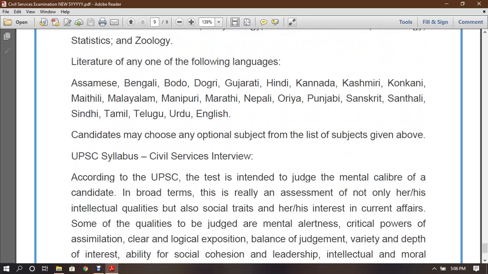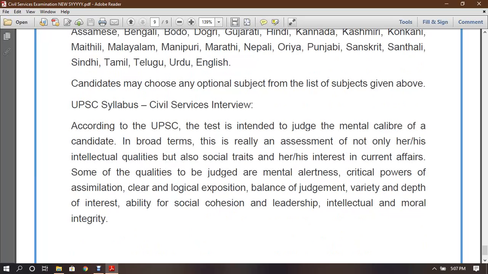The last one is the UPSC syllabus on the civil service interview. According to UPSC, the interview is intended to judge the mental calibre of the candidate. It is an assessment of not only his or her intellectual qualities but also social traits and interest in current affairs. It tests mental alertness, critical powers of assimilation, clear and logical exposition, balance of judgment, variety and depth of interest, ability for social cohesion and leadership, and intellectual and moral integrity.